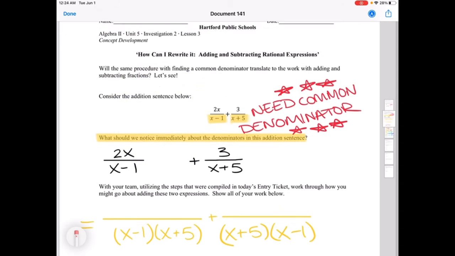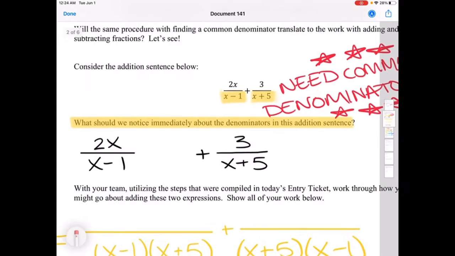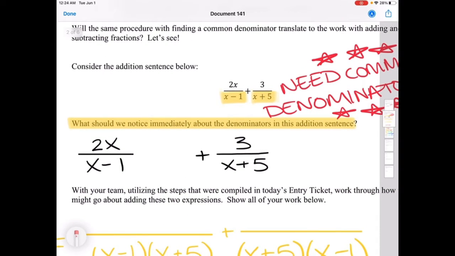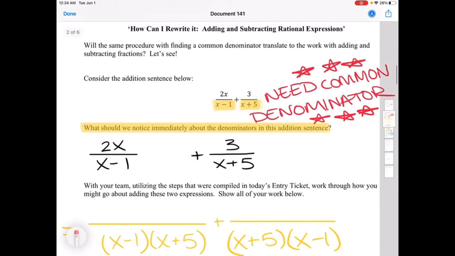Moving on to the concept development, we're going to be adding and subtracting rational expressions. So here we have 2x over x minus 1 plus 3 over x plus 5. Here we do not have a common denominator and we need one. So instead of multiplying by numbers, we're just going to be multiplying by expressions to have the same denominator. That way we can easily add the numerators and simplify all of our expressions.